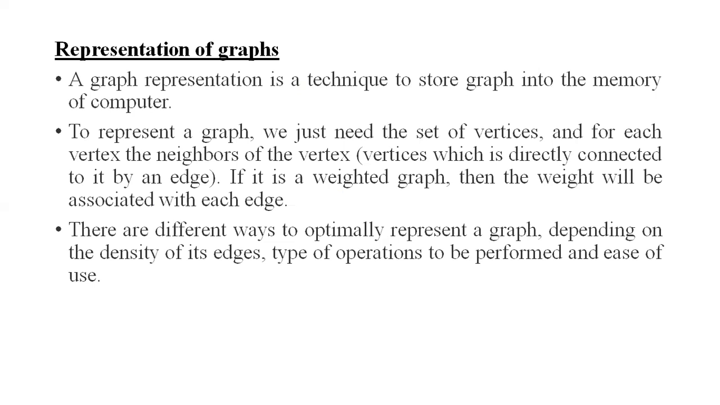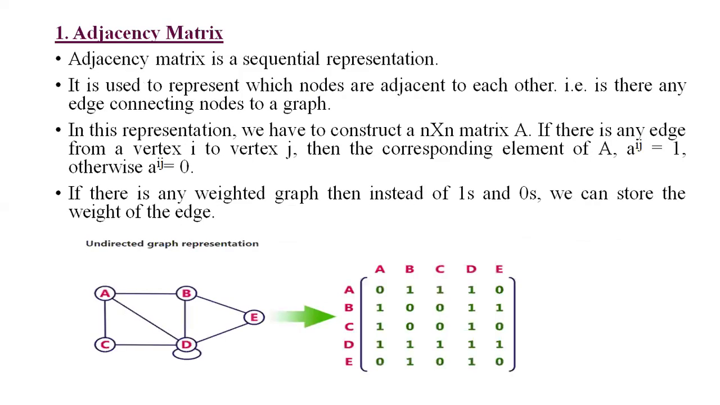There are different ways to optimally represent a graph, depending on the density of the edges, the type of operation to be performed, and ease of use. So, adjacency matrix. The adjacency matrix is a sequential representation. It is used to represent which node is adjacent to each other, that is, any edge connecting two nodes in the graph.